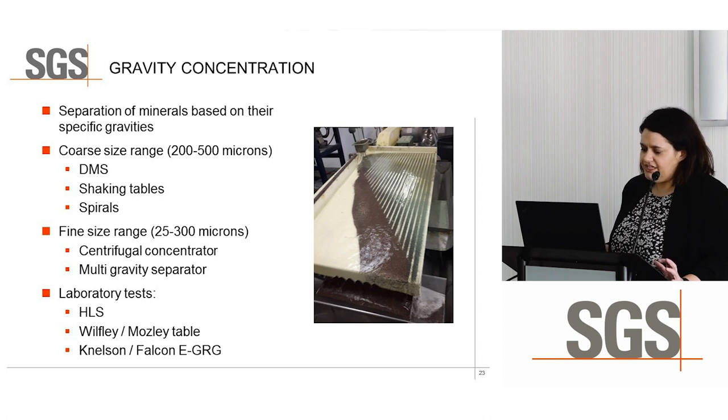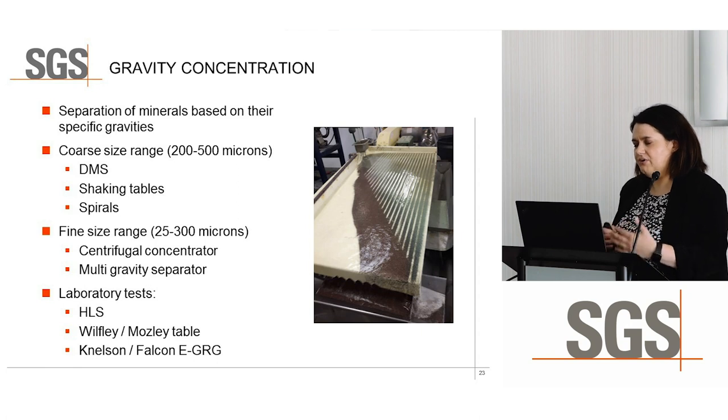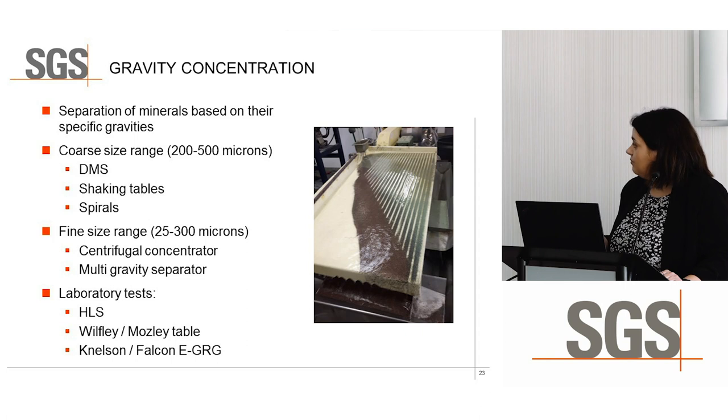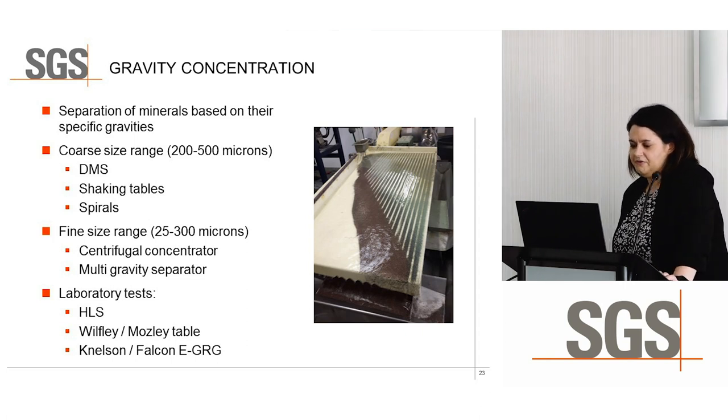In terms of laboratory testing, you can do HLS, which is heavy liquid separation. You get a heavy liquid media, and you can separate the different minerals based on their SG. Or you can look at a Mozley or Wilfley table. Here's an example of a Wilfley table, which comes from Cornwall, by the way, where I come from. And you can also look at Nelson and Falcon for gravity recoverable gold and centrifugal concentration.